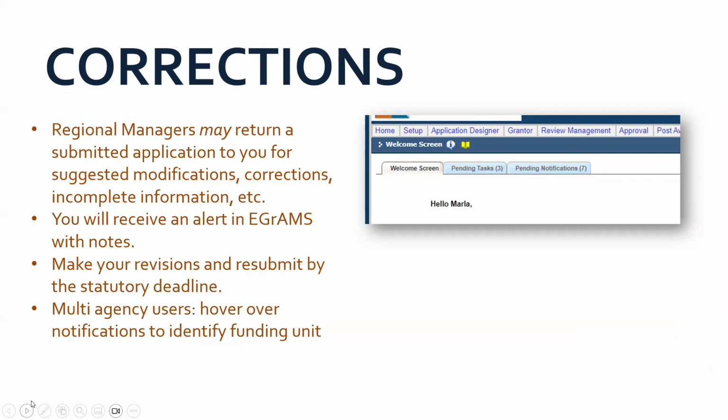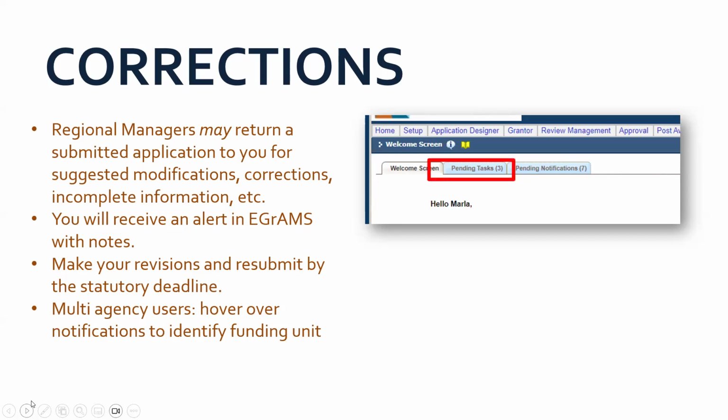If you're working on these and submitting in the next couple of days, regional managers are going to review these as soon as they can. They may return it to you for some suggestions or modifications or corrections. You'll get an alert in EGrAMS, and nobody's going to return anything to you after April 21st. So this is only going to be really relevant for the next week or so.